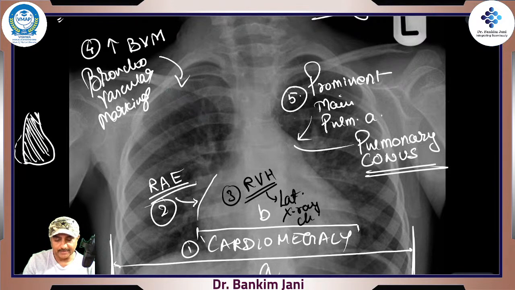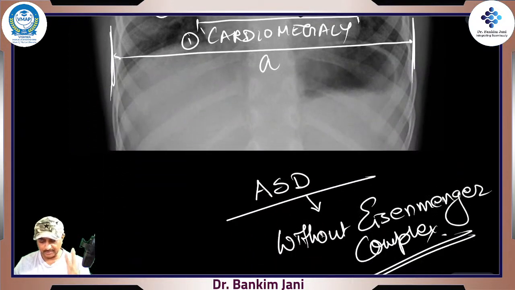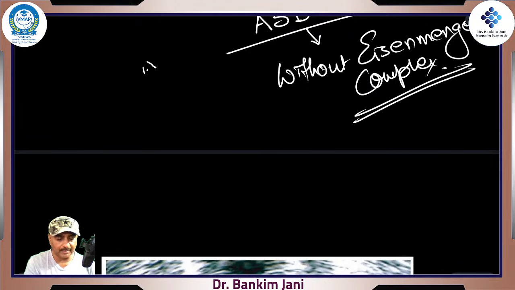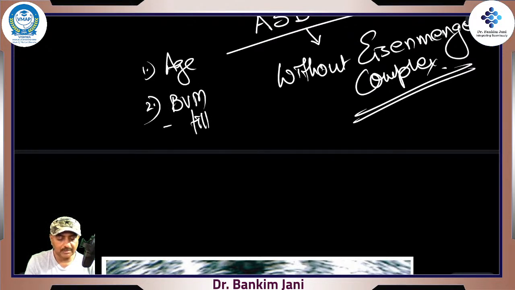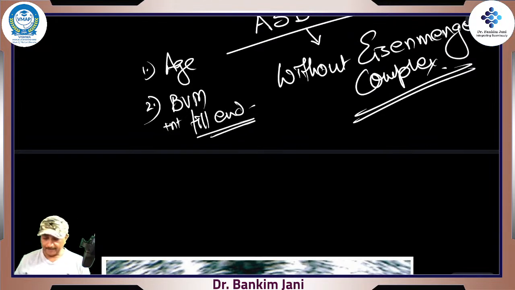We'll see the X-ray, right? So due to these two things, just remember, one, age, and second, the BVMs, bronchovascular markings, they are present till the end, right? They are present till the end. Okay.